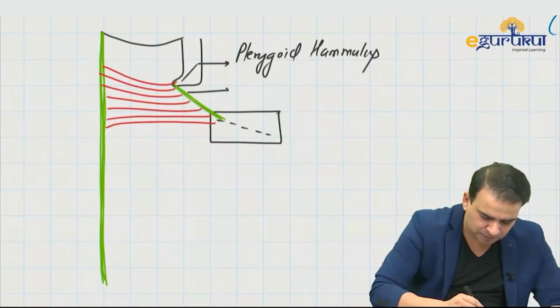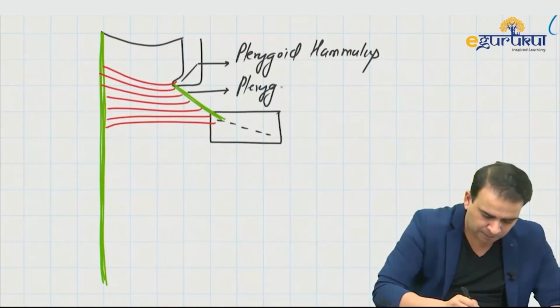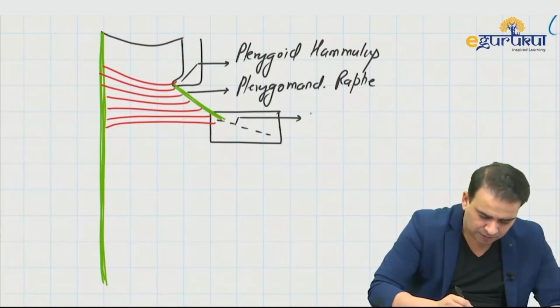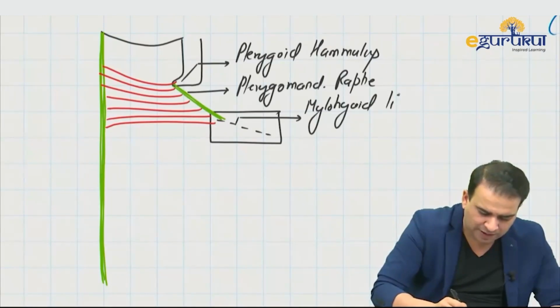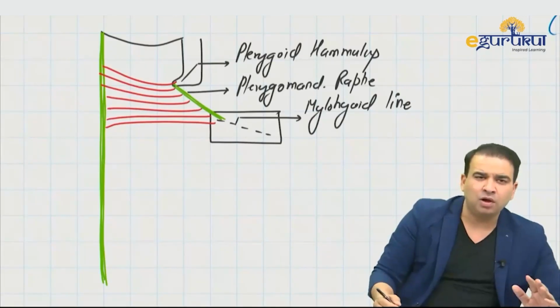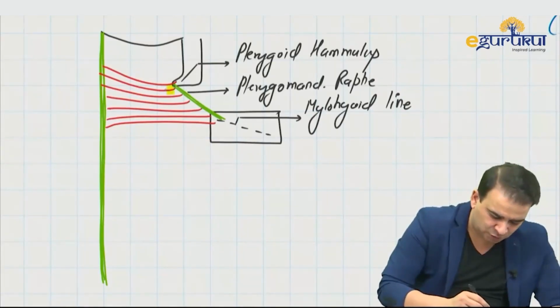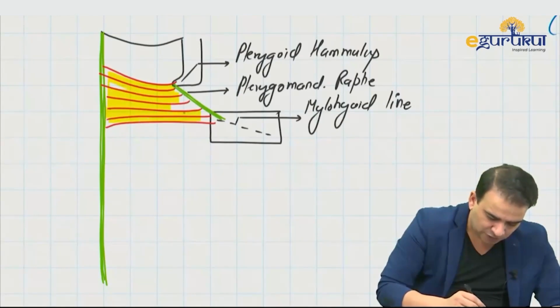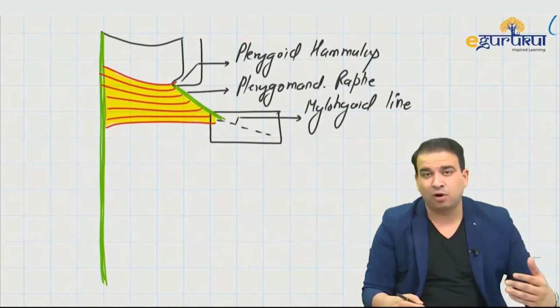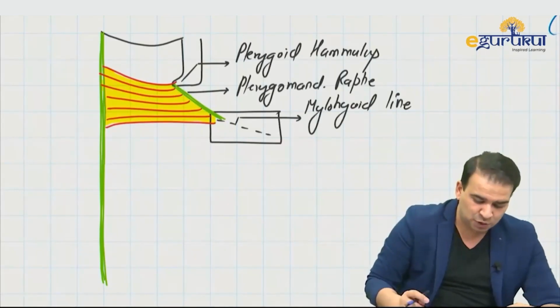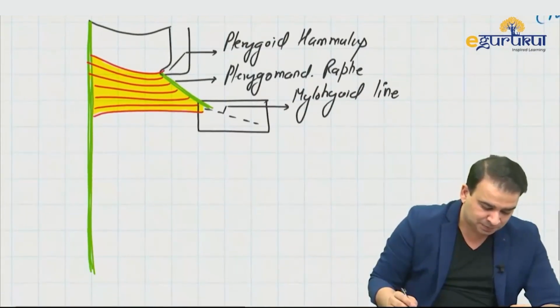Pterygoid hamulus. Pterygomandibular raphe. Mylohyoid line. These are the major origins we are talking about for the superior constrictor muscle. You'll realize the importance of why I'm talking about the attachment of these muscles. Laryngeal muscles and pharyngeal muscles are very important. You get questions on these muscles, so you should know everything about them.